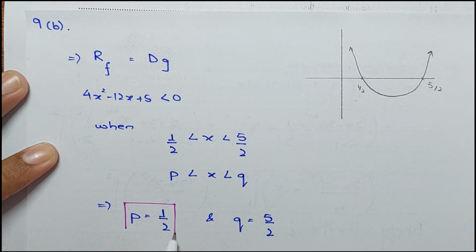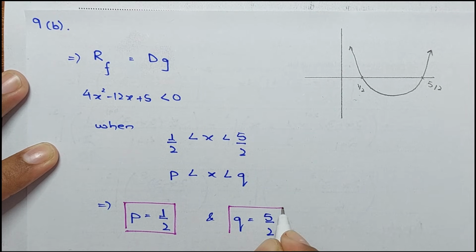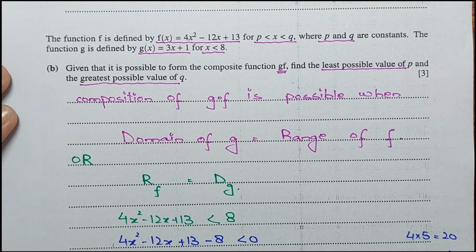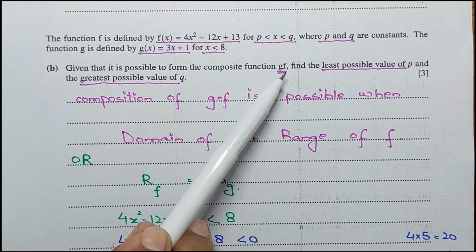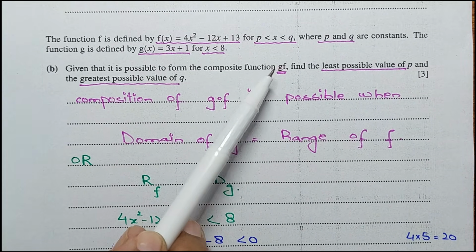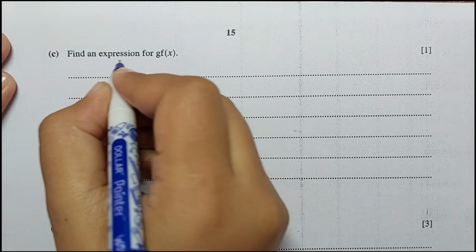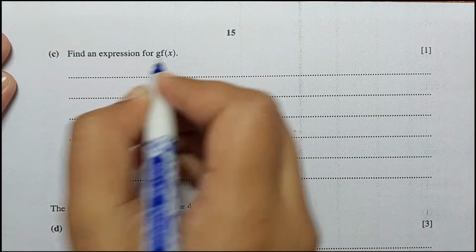Here we just use the concept of composition, right? Because we are given that the composition is possible, there is no need to find the expression. Use the domain and range concept of composition, and you can easily get the values for p and q. The composition of two functions is only possible when the range of the inner function is equal to the domain of the outer function. Now for part C, find an expression for g composition f.